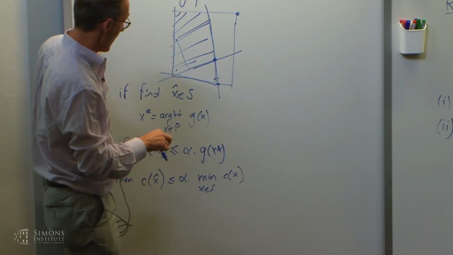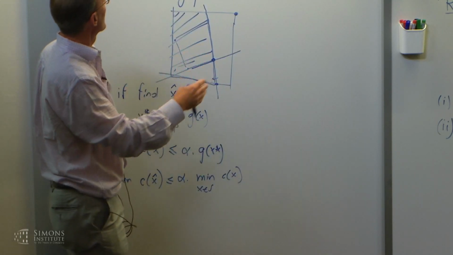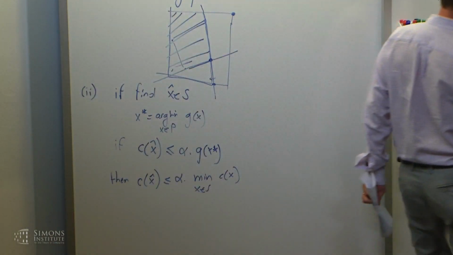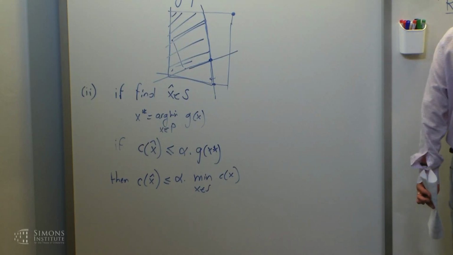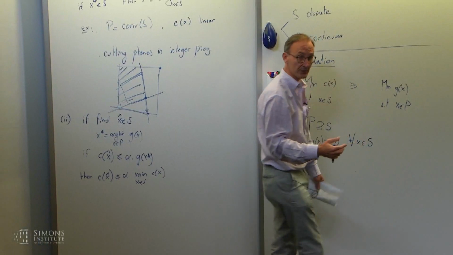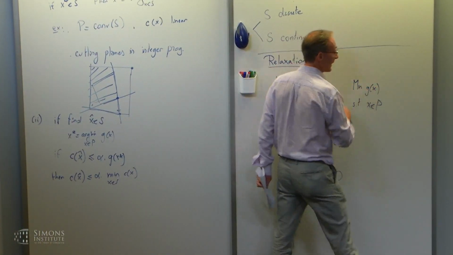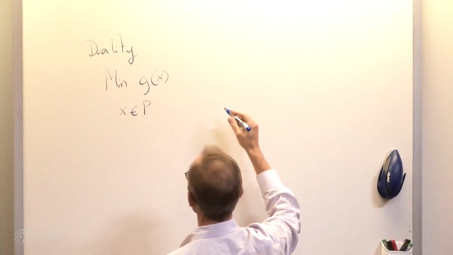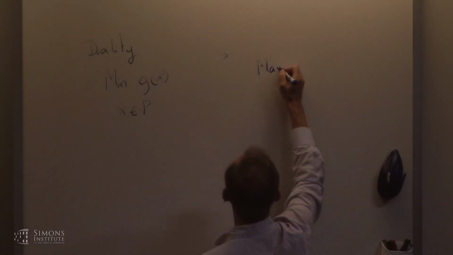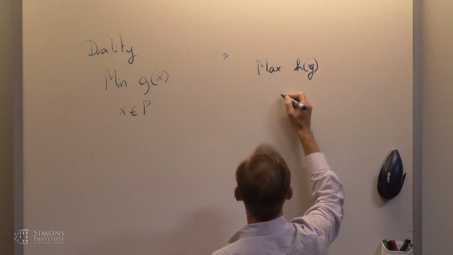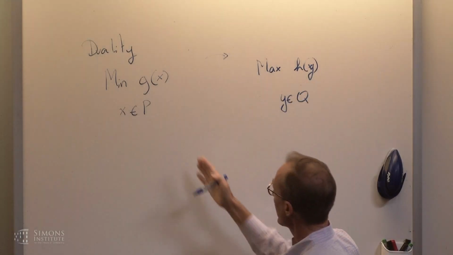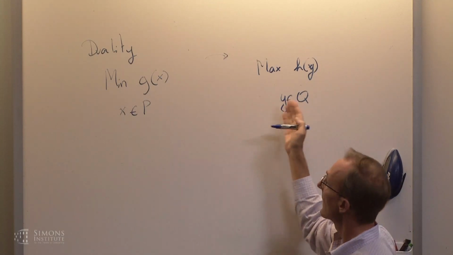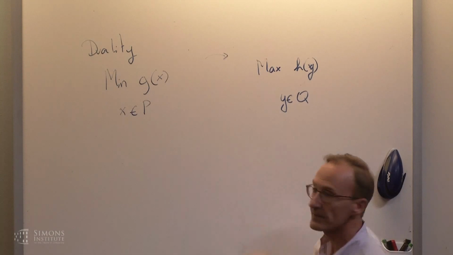Now, what if we have managed to define a relaxation that's easier? We can hope to rely on duality. Duality is a nice way of taking an optimization problem, g of x over x in P, and creating a new problem, which is a maximization problem, h of y, y in Q, in such a way that these two problems are related. In strong duality, you'd like to have equality between these problems.